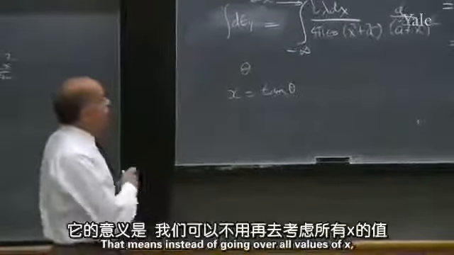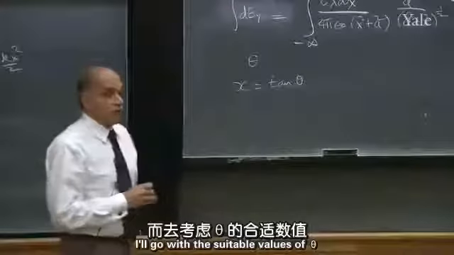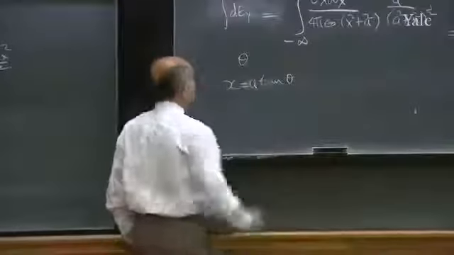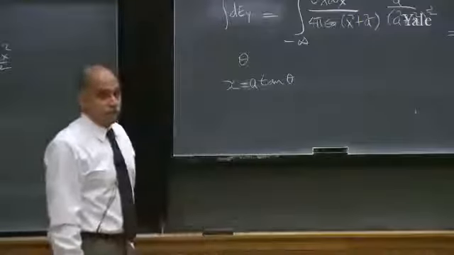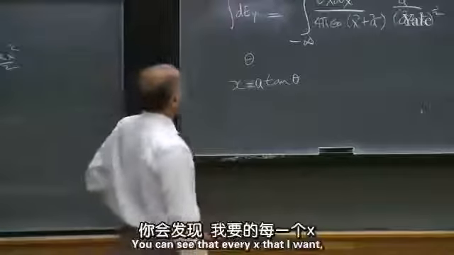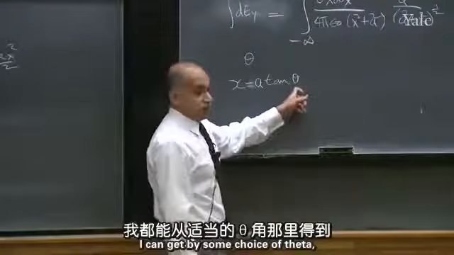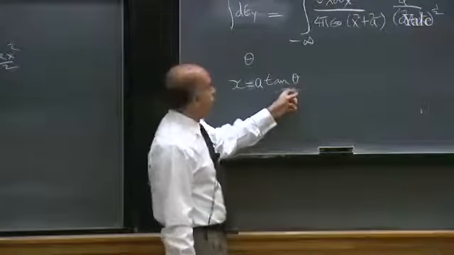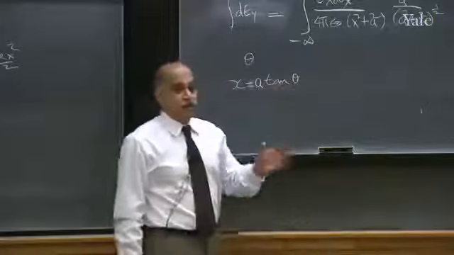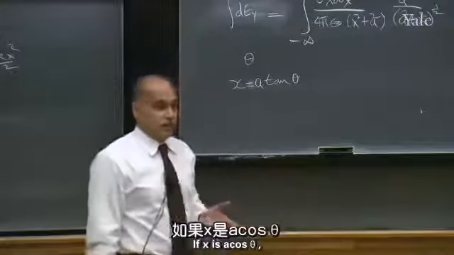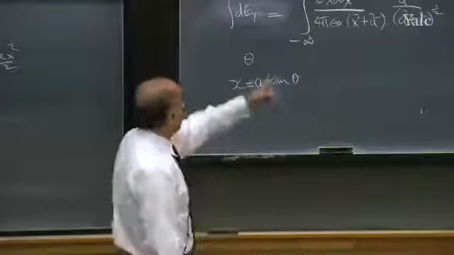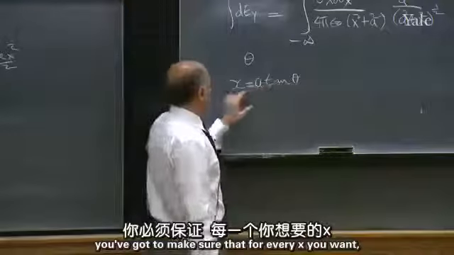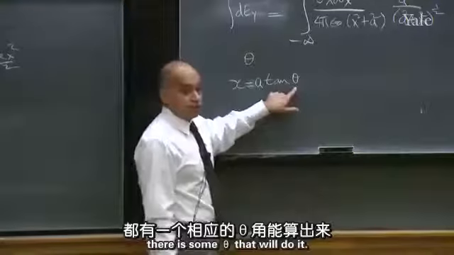That means instead of going over all values of x, I'll go over the suitable values of theta. I'm sorry, this would not even be correct dimensionally. x equals a tan theta. You can see that every x that I want, I can get by some choice of theta, because tan theta goes from 0 to infinity when theta goes from 0 to pi over 2. You cannot say x equals a cosine theta, for example. You are doomed. If x is a cosine theta, the biggest x you can get is a, whereas I want this x to go from 0 to infinity. So when you make the change of variables, you have to make sure that for every x you want, there is some theta that will do it.